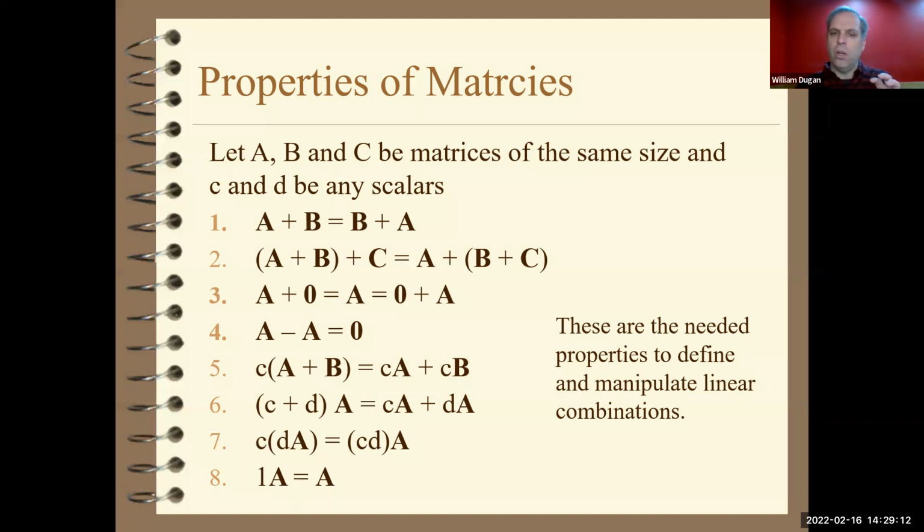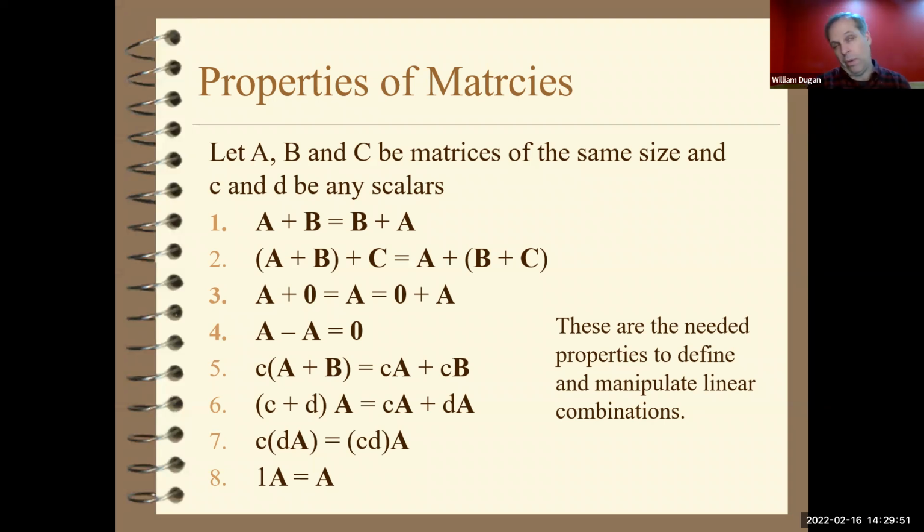Associativity is important because since the parentheses are not needed, either way you get the same sum, we can then write down summations without parentheses. 3 and 4 are important for simplification purposes. They show you how a matrix is related to its inverse, minus A, and how a matrix plus the 0 matrix is just the matrix. 5 and 6 are called the distribution properties. It shows you how to distribute a scalar through matrix sums, or how to distribute a scalar sum into a matrix. In each case, it just distributes through.